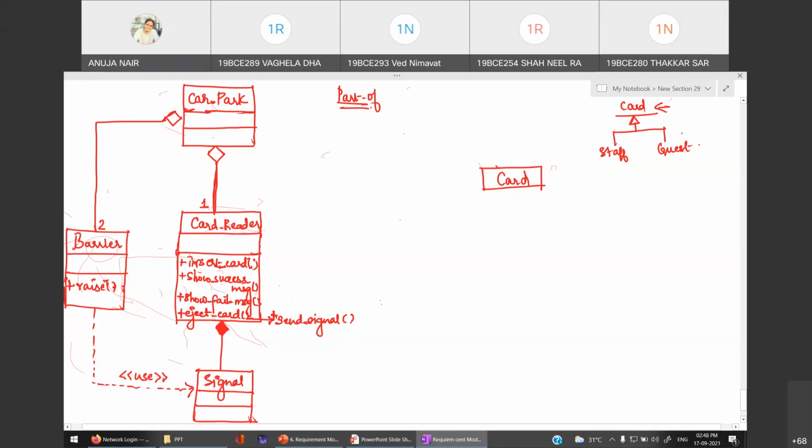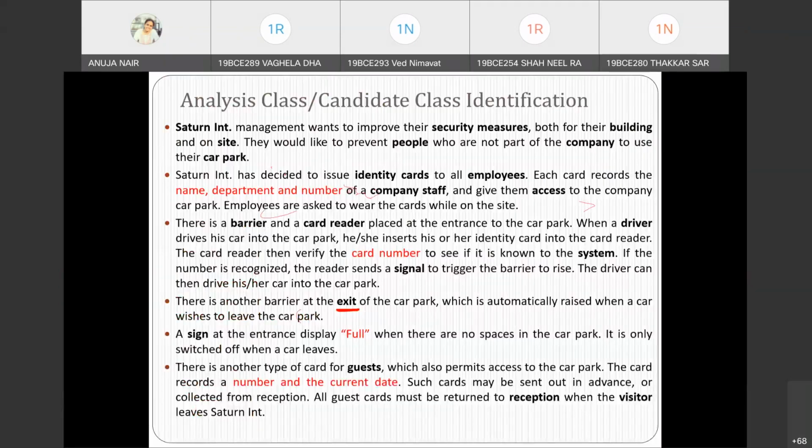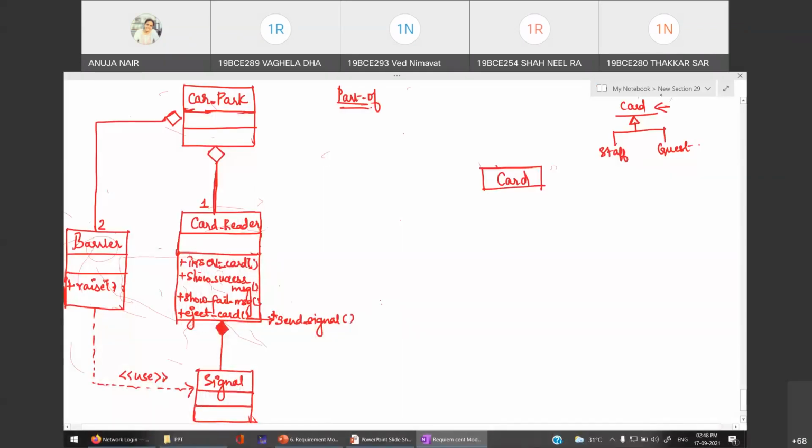But does guest require these attributes? Name, department and number? No, right? So that's why I cannot keep those attributes in the parent class. But whenever you have a scenario where some attributes are part of both the child classes, you can directly write it in the parent class. No need to mention it in the child class, right?